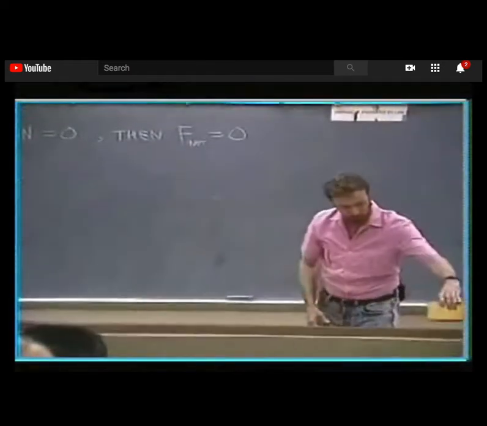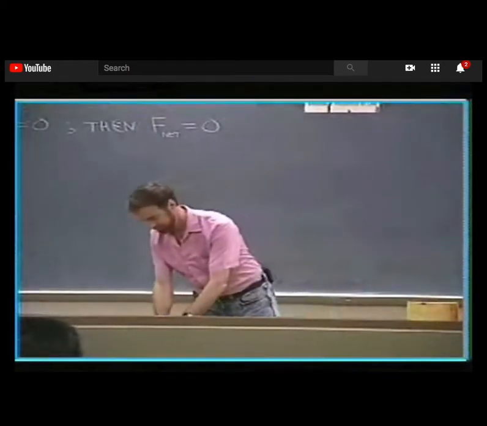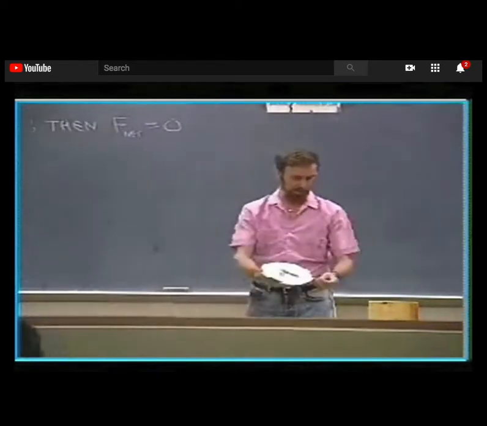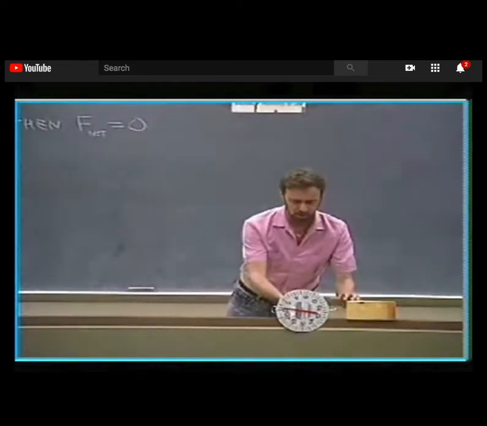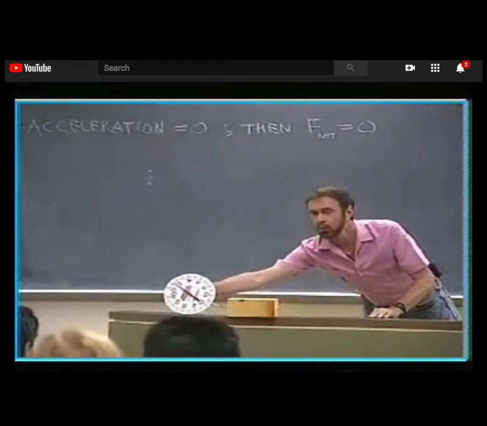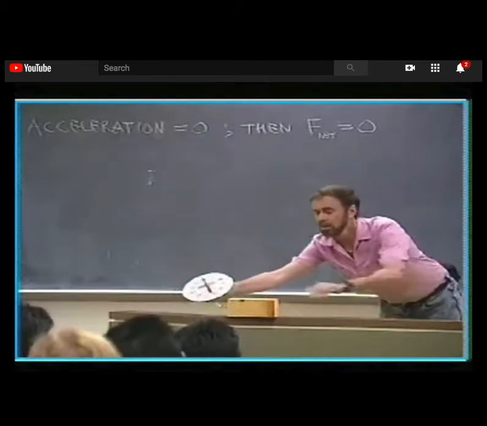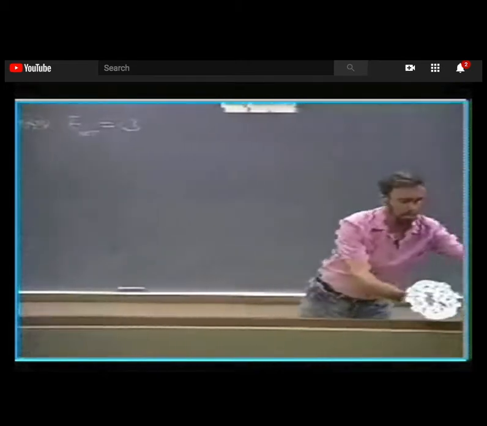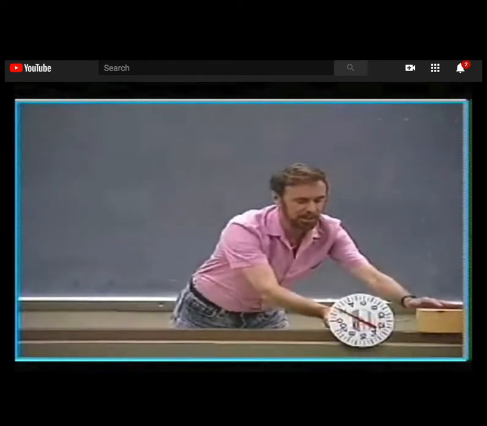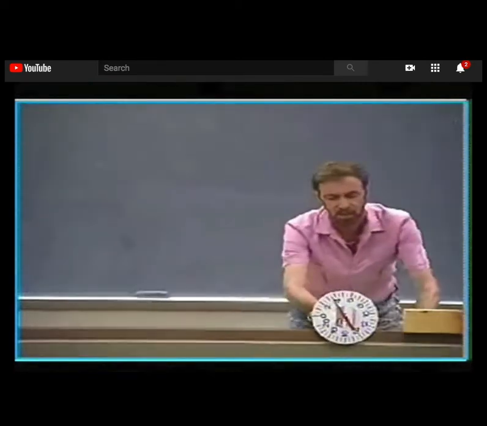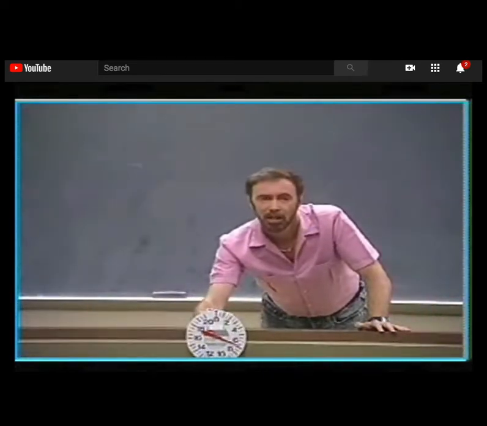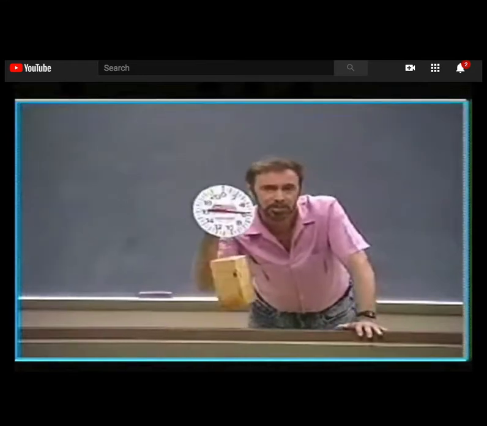I'm going to pull this block along the table. And I'm going to pull it so it has no acceleration. Let's see if I can do that. Steady, steady, steady. What was the scale reading when I pulled it? 4. Let me try it again. I'm pulling against friction, isn't that true? There's friction here. It takes a lot to get it started, but once I get it going, steady, steady. What was the force when it was going? 3 newtons. About 3? 3 newtons is registered, right?